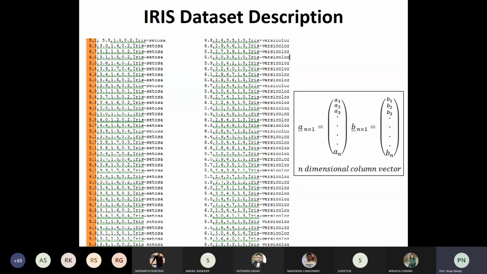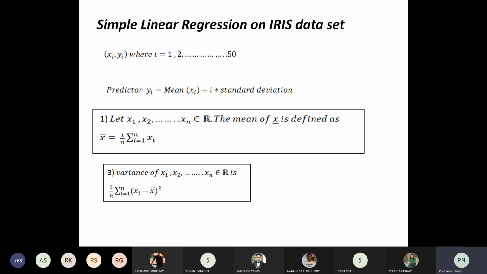Suppose this type of iris dataset that you have already implemented were given to you. Although the iris dataset is used for classification purposes, it cannot really be used for regression. But still, I will give you one assignment on regression analysis so that you can do it. There is an n-dimensional column vector, and we do some simple linear regression on the iris dataset. So you need to have some predictor. If the predictor is not given to you, you need to have one predictor yi equal to simply the mean of xi plus i times the standard deviation.